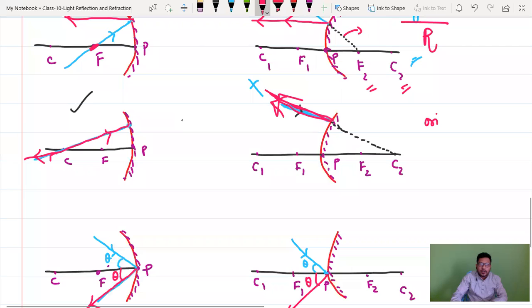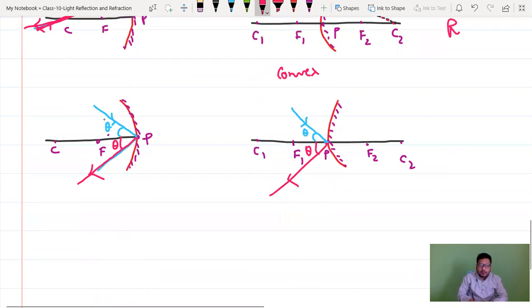Third one, in case of concave, if a light ray is passing through C, the reflected ray also will pass through C. Same in convex. What will happen? The incident ray is passing through C, the reflected ray will pass through C, but the imaginary line will touch this C. I told you, because the original will be on the right hand side.